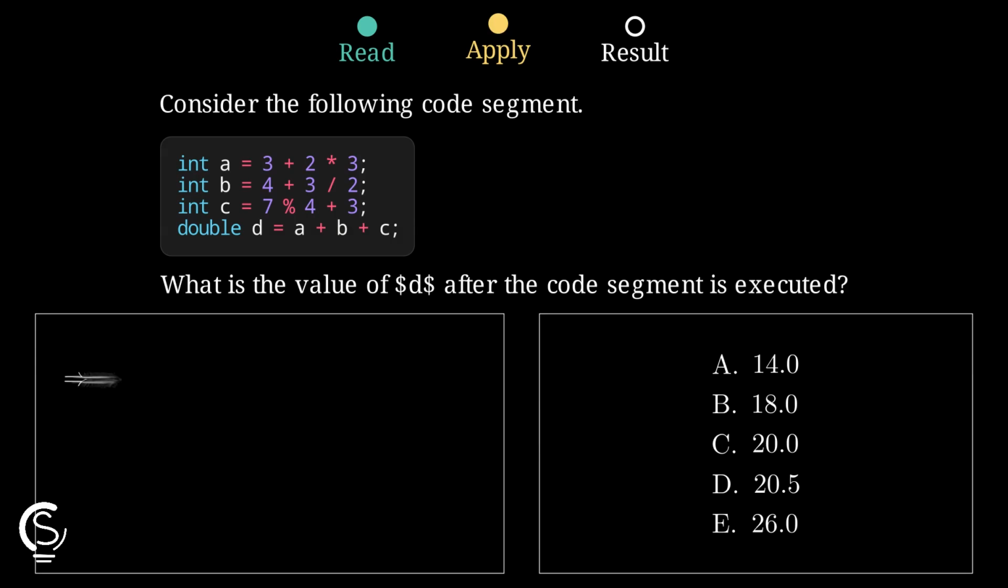Next, for variable b, we divide 3 by 2 using integer division, which equals 1. Adding 4 gives us 5. Then 7 modulo 4 is 3, so variable c equals 6.